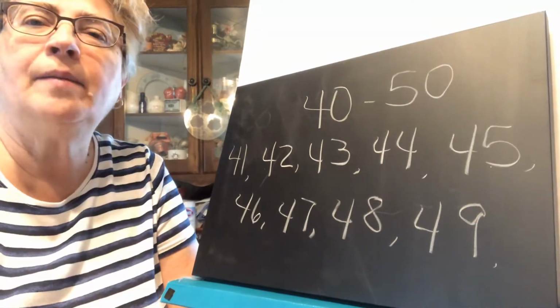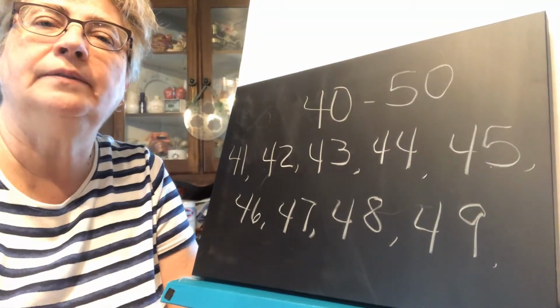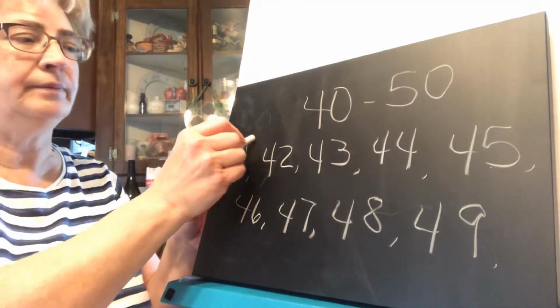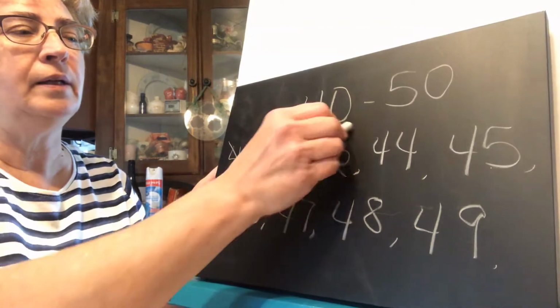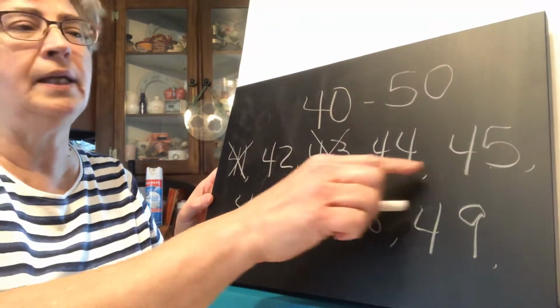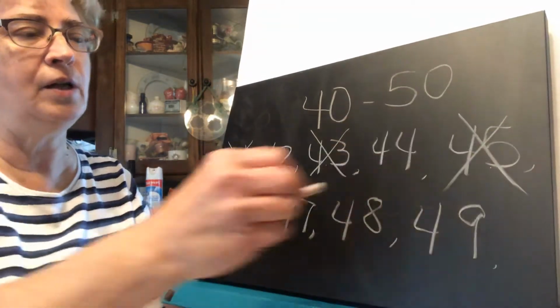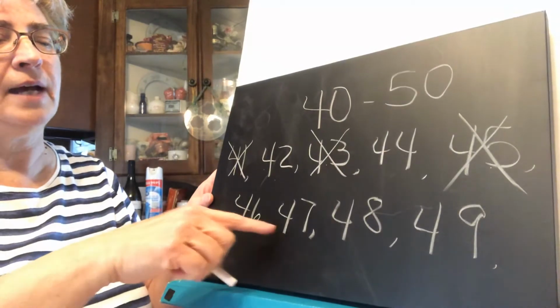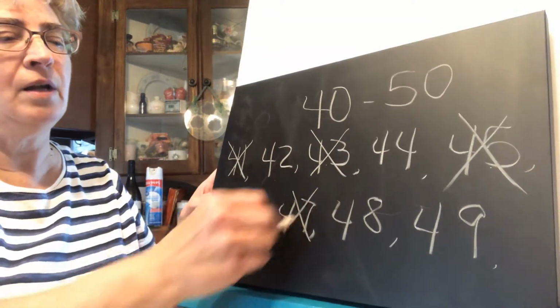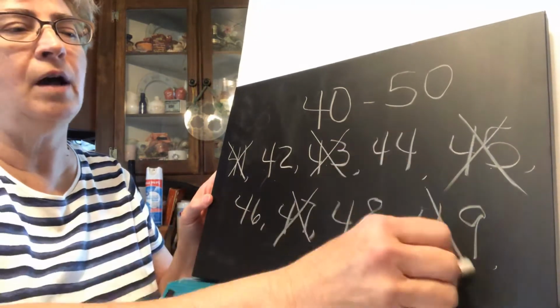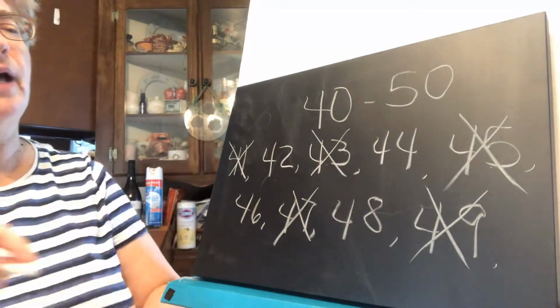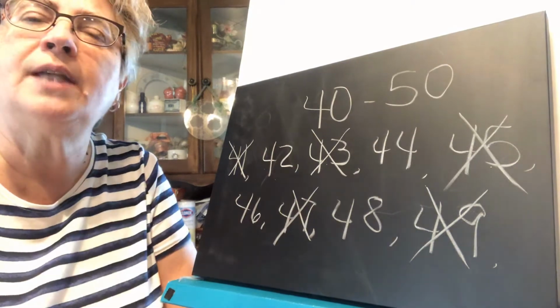So now let's think about the numbers that are even. 41? No. 42? Yes. 43? No. 44? Yes. 45? No. 46? Yes. 47? No. 48? Yes. 49 even? No. So here's the numbers that are left. And now I said both digits had to be the same.